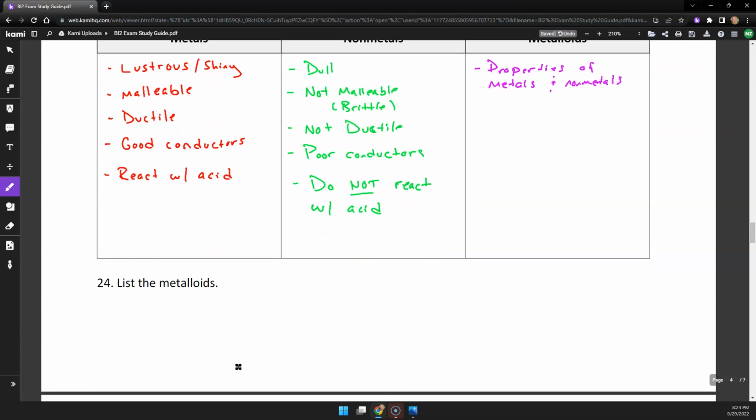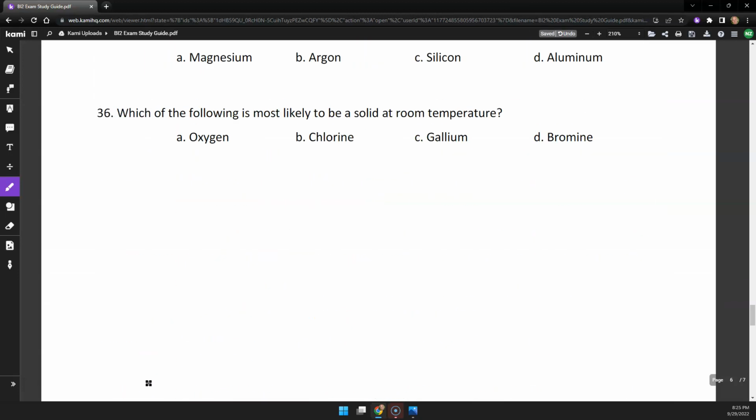All right, list of metalloids. Well, we've got boron, silicon, germanium, arsenic, Sb, which is antimony. Why is it Sb? Who named that? Te, which is tellurium, and then Po, which is polonium. Those are your metalloids. And the metalloids, remember, are on the staircase.